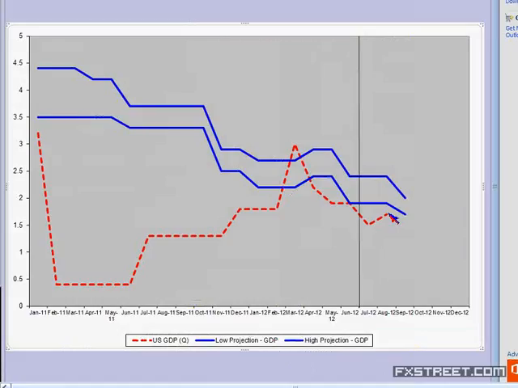Let's go back to our projections. That is bad news. Here's our projections. We were at, well, last month we were anywhere from 1.9 to 2.0%. We were expecting a lower GDP.